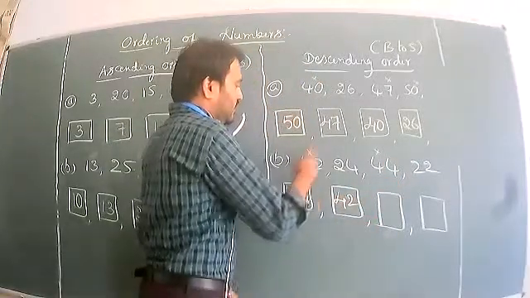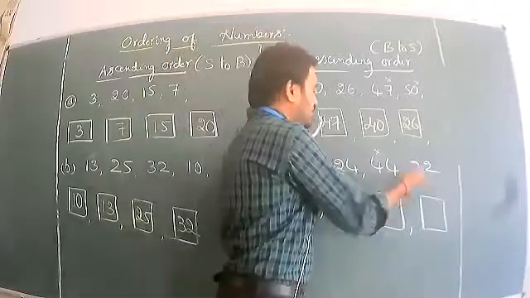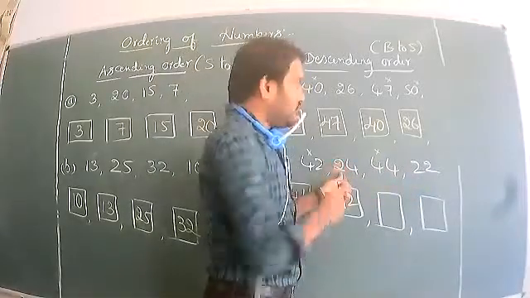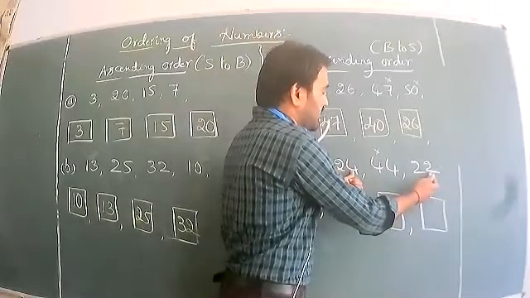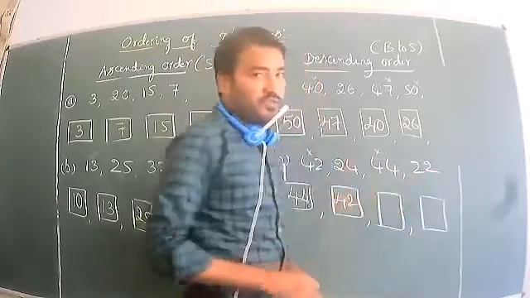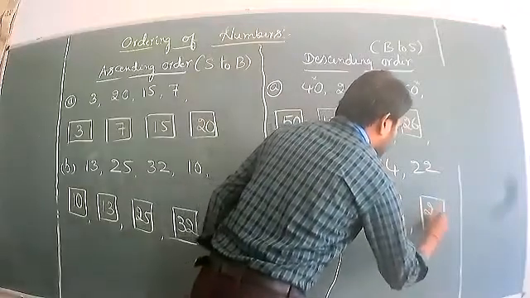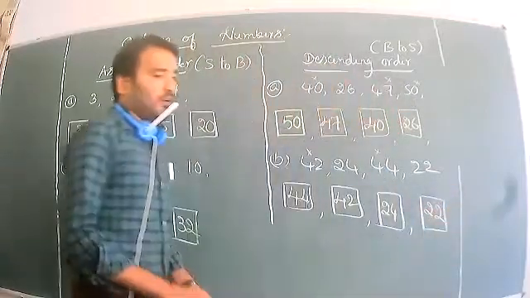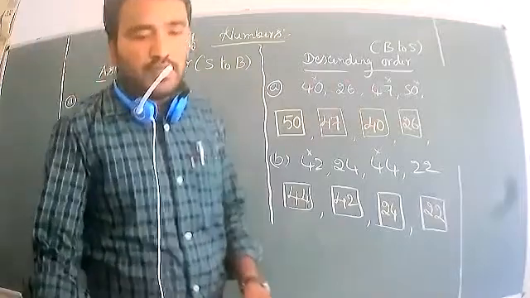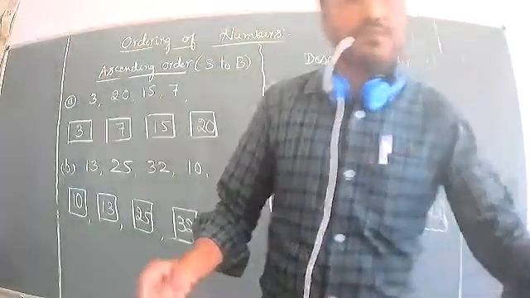Next, this is cancelled. Remaining two numbers, 22 and 24. Both the first values are the same. Compare the second place, second number. Here 2, here 4. Which one is greater? 4 is the greater. 24. Finally, 22. Okay. So now this is the way of writing the ordering of numbers.